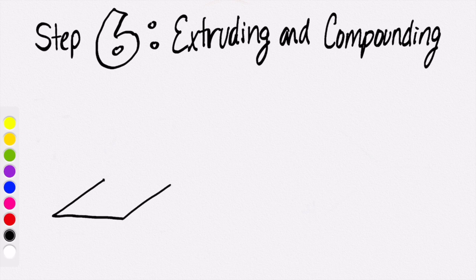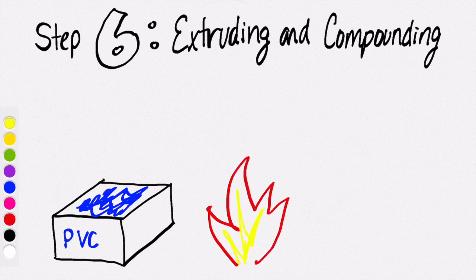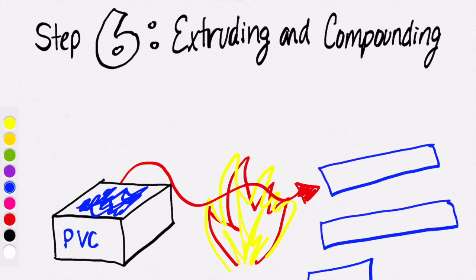The final step in mechanical recycling is extruding and compounding. In this step, the particles of shredded plastic are transformed back into usable product for manufacturing. The shredded plastics are melted and crushed together to form pellets.